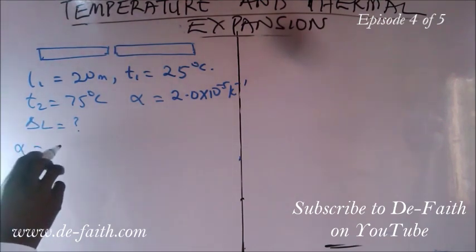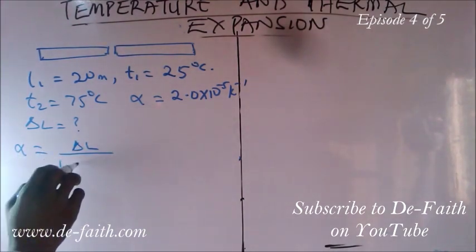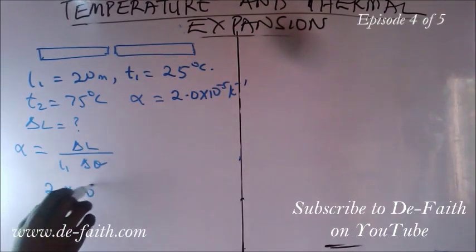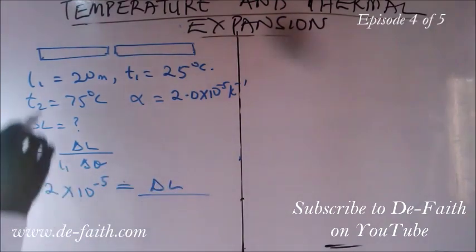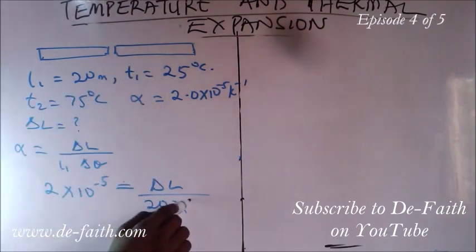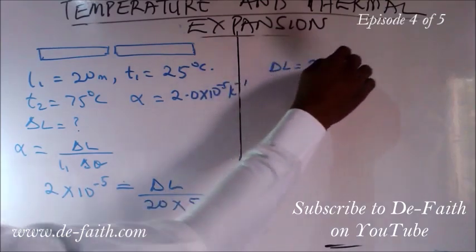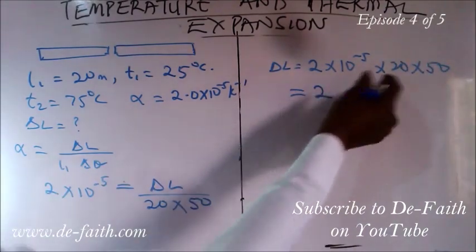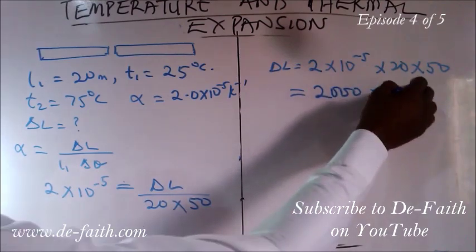We're having that change in length, the linear expansivity equal to the change in length over its original length times the change in temperature. The linear expansivity is 2 times 10 raised to minus 5, equal to the change in length, which is unknown, over the initial length, which is 20, times the change in temperature, that is T2 minus T1, which gives us 50. So the change in length equals 2 times 10 raised to minus 5 times 20 times 50. So that's 20 times 50, that's 1000 times 2, that's 2000 times 10 raised to minus 5.